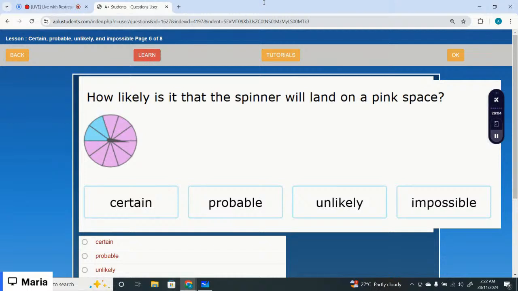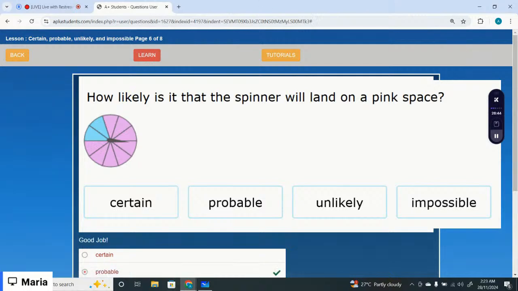How likely is it that the spinner will land on a pink space? Which is the correct option? That is probable. It will land on pink because most of the portion on the spinner is pink.